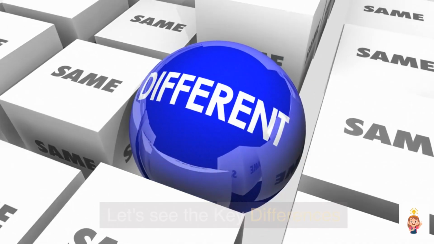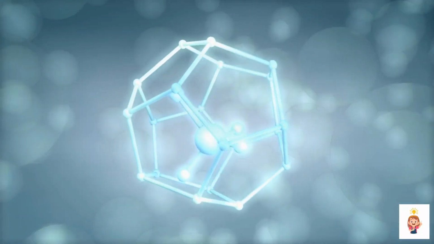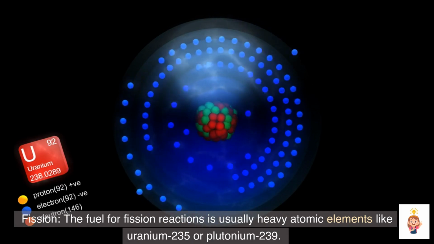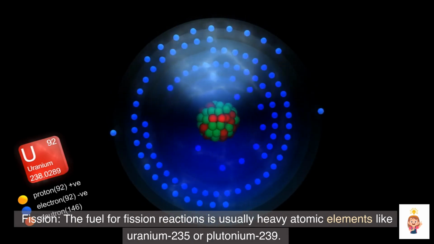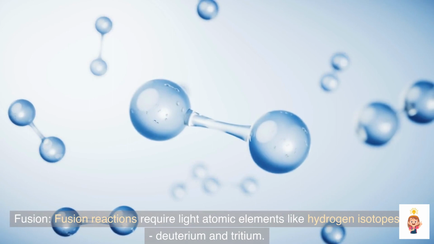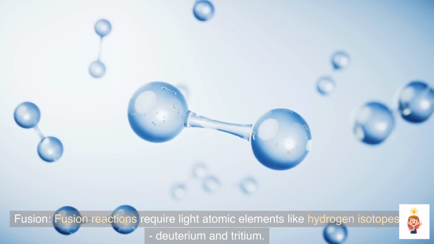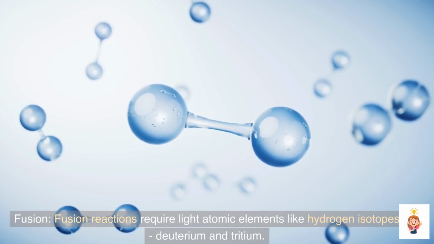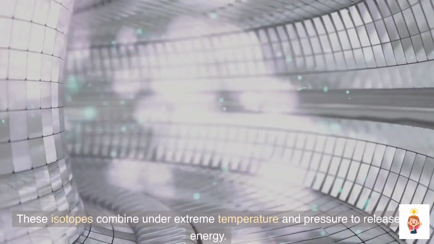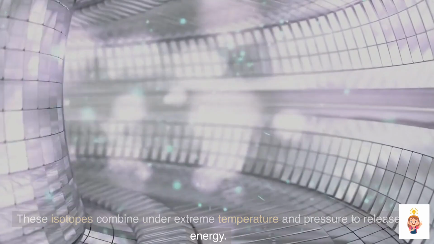Let's see the key differences. 1. Fuel. Fission. The fuel for fission reactions is usually heavy atomic elements like uranium-235 or plutonium-239. These elements are unstable and can be split to release energy. Fusion. Fusion reactions require light atomic elements like hydrogen isotopes, deuterium and tritium. These isotopes combine under extreme temperature and pressure to release energy.